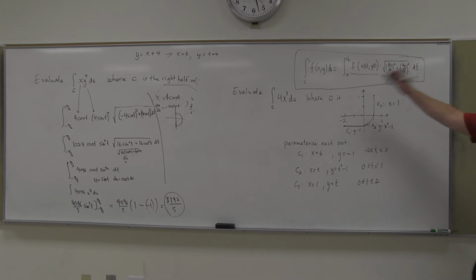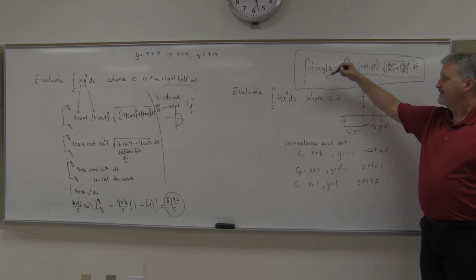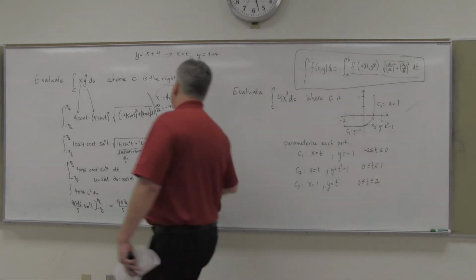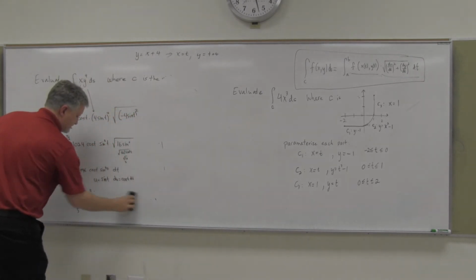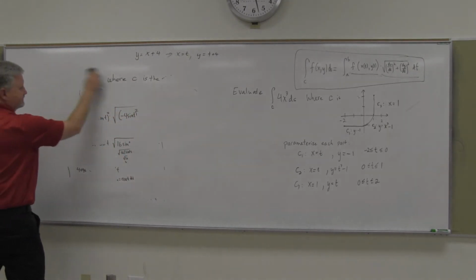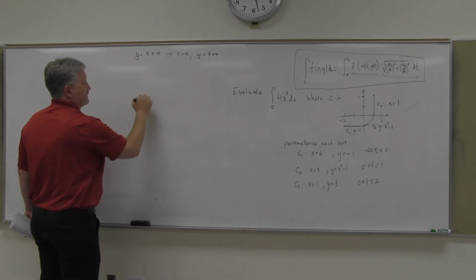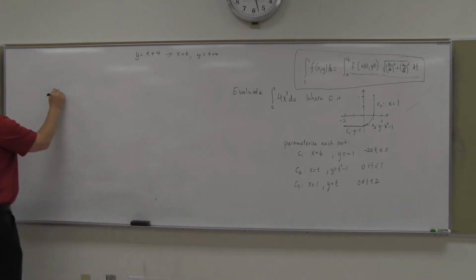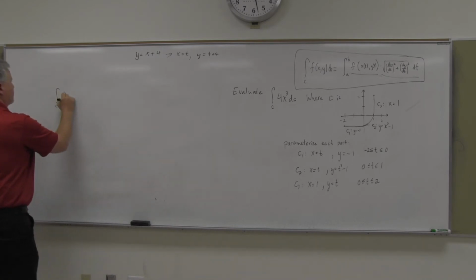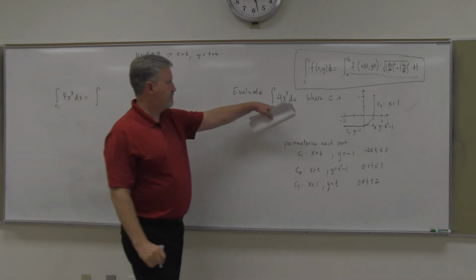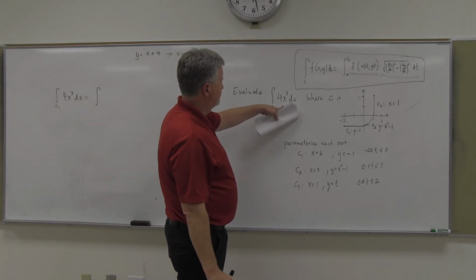So when I evaluate, I'm just going to evaluate 3 different intervals here. And then the integral over the whole C is just those added together. All right, so we're going to integrate for C1 first. So I change my function based upon this.